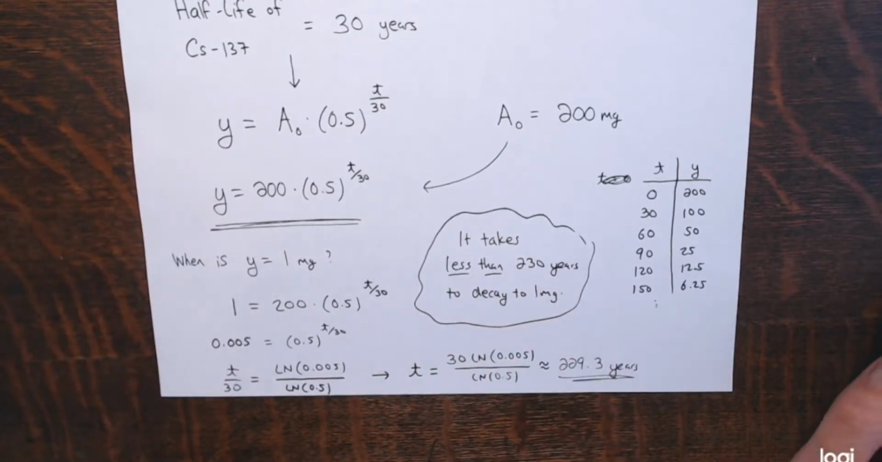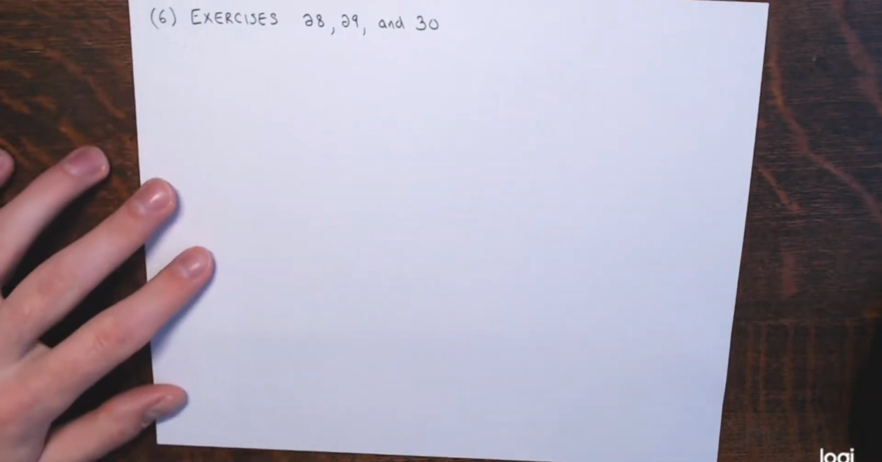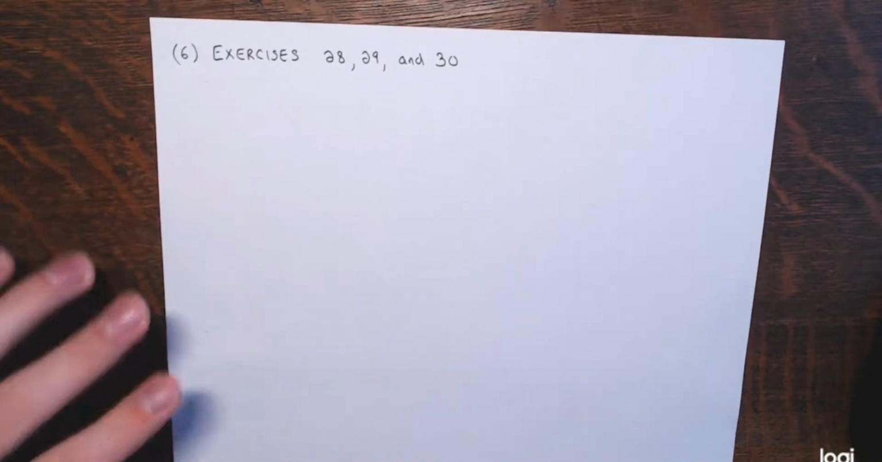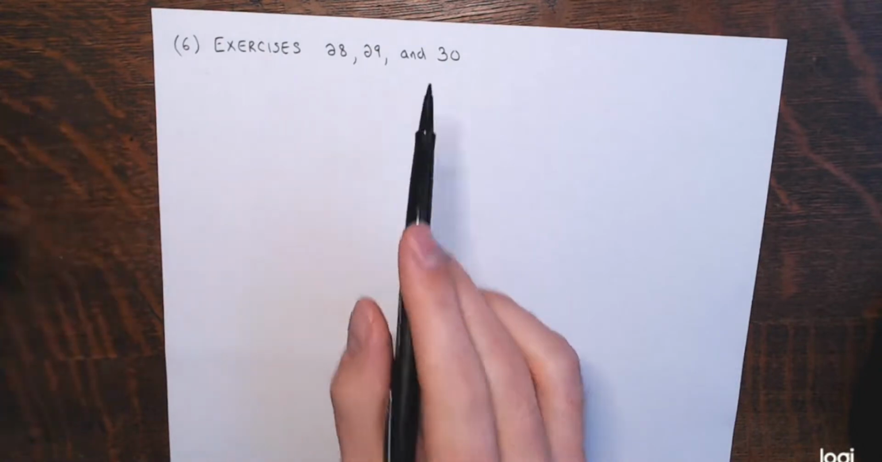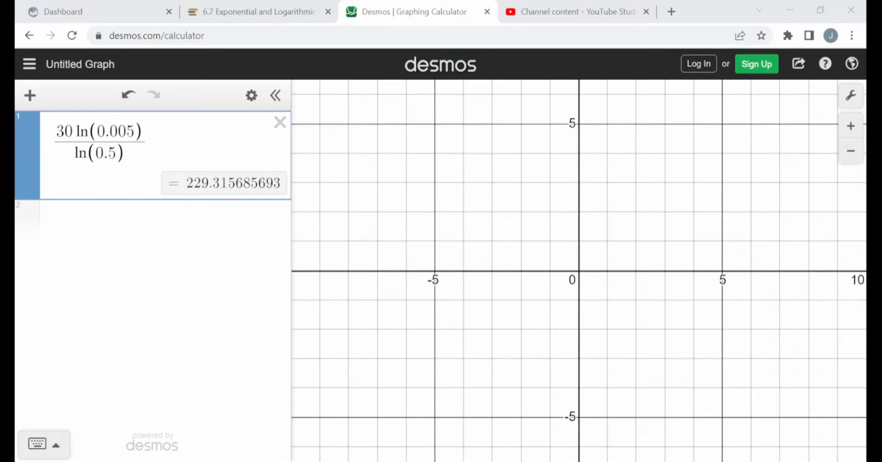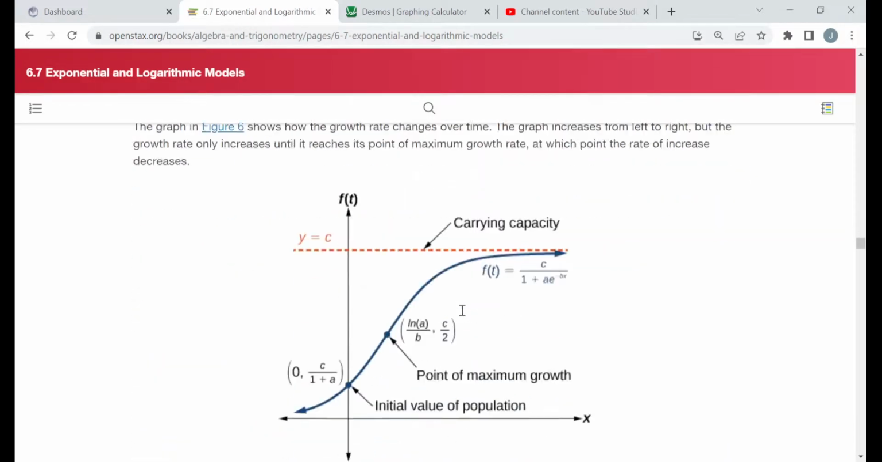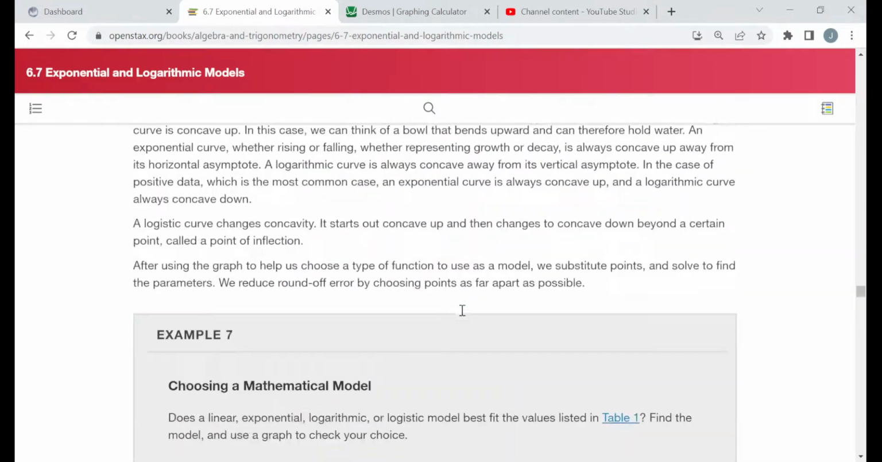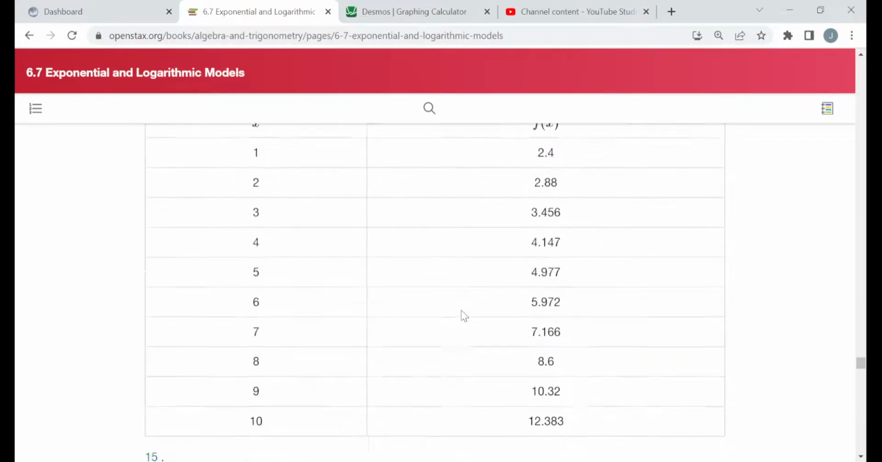All right. Great. And the next example I want to do is coming from the exercises at the end of the section related to this exponential growth and decay model stuff. So exercises 28, 29, and 30 are all related. So let's go back to the text, and back all the way down to the bottom of the section here, to the exercises. Here we go. 28, 29, and 30.